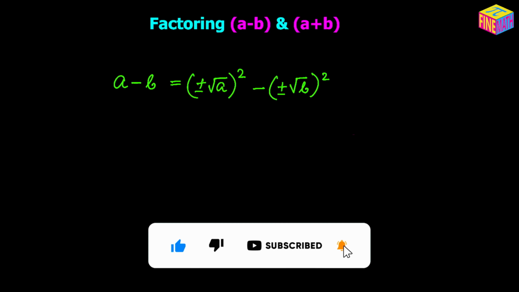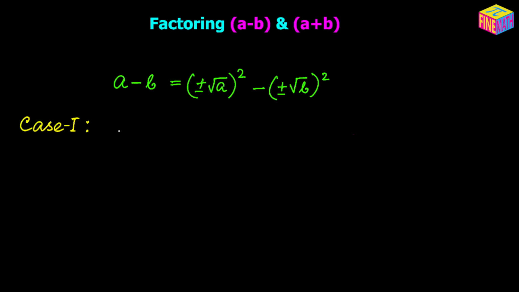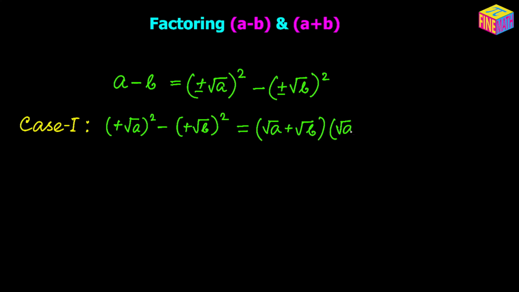So the case 1 for the first combination would be like this. Let's take the positive combination here. So I'm going to take positive square root of a whole squared minus positive square root of b whole squared. So this is like a squared minus b squared. So what would be the factors then? Well, it would be a plus b times a minus b. So this would be square root of a plus square root of b times square root of a minus square root of b. I'm not writing the positive signs anymore because it's as good as not writing the positive sign. So in the first case, the factor form is like this.